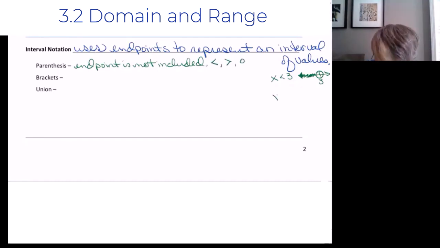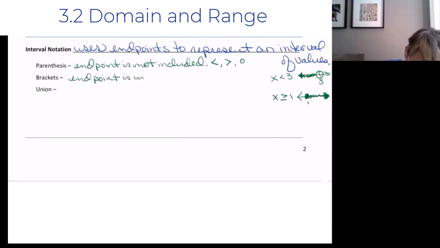If we had an x is, say, greater than or equal to 1, we would have graphed it. Here's the 1, and it's to the right because x is larger than 1. So we would have colored in the 1 and then colored in to the right. Well, that's when we would use brackets. So brackets is when the endpoint is included.